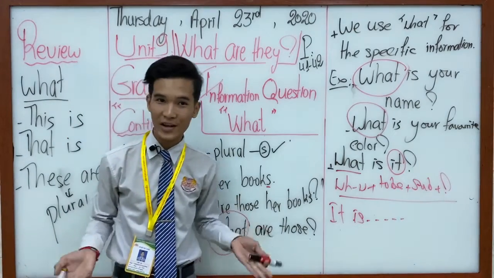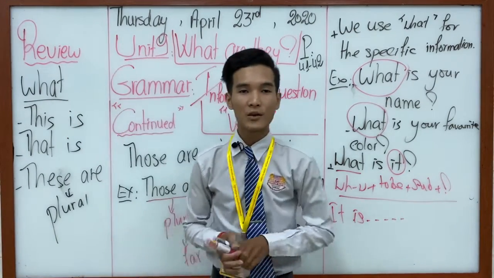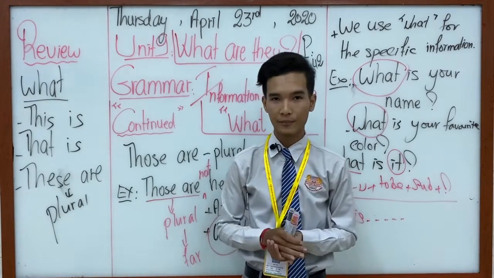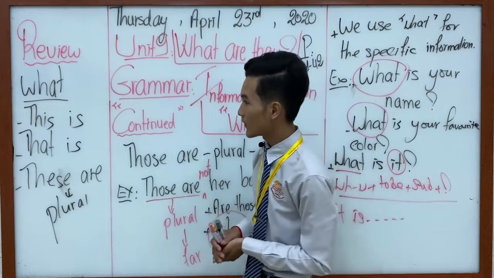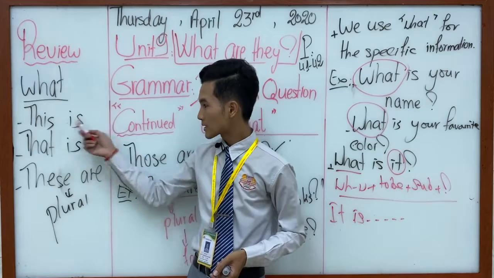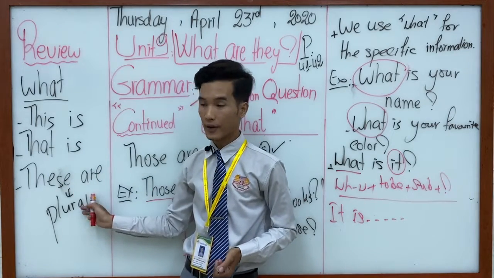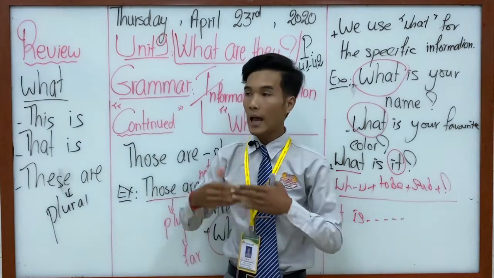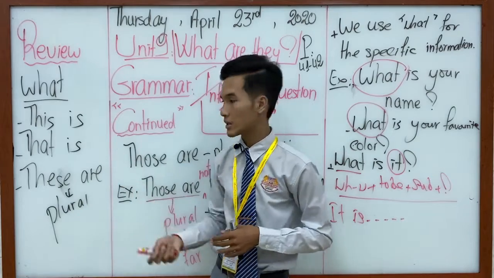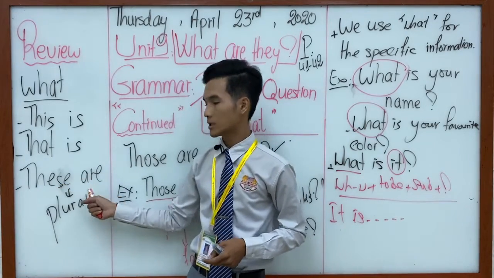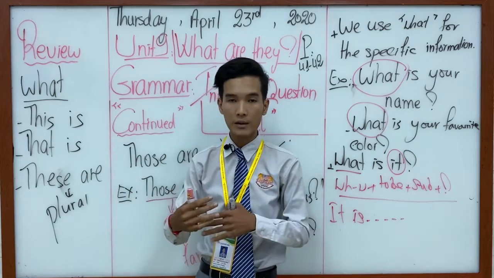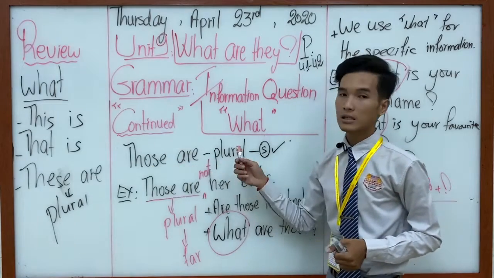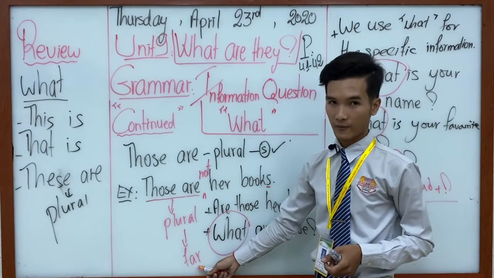Okay, what? WH again. Okay, so now we have finished our lesson, but before we finish the lesson, I would like to summarize the lesson again, what we have learned today. So the first one we are talking about, this is, that is, these are, right? So this is and that is, we are talking about something that is near from us and singular. These are is plural, and we talk about something that is near. Those are is plural, that something is far from us.